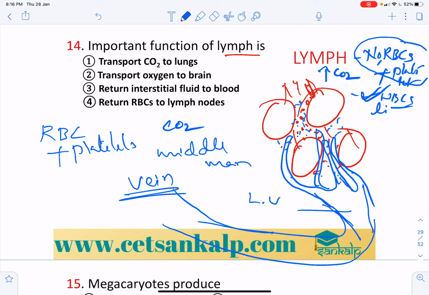Lymph mainly helps in mineral distribution. It takes up the leaked minerals, and sometimes it also collects waste, and that will be sent back to the body circulation.